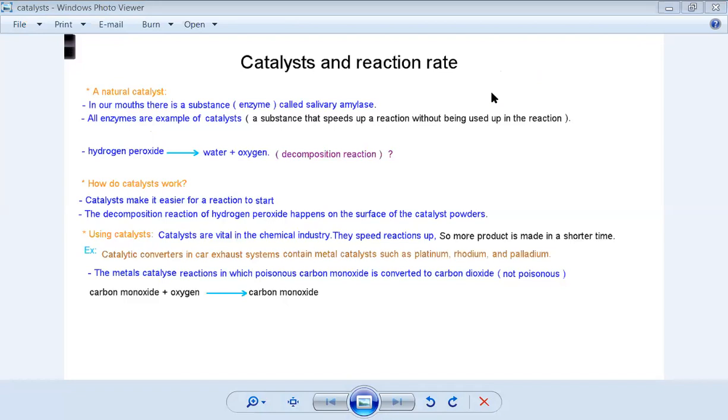Okay, now we will look at catalysts, okay? Let's study catalysts and the reaction rate. What is a catalyst and how does it work, okay? We all have catalysts in our bodies, okay.